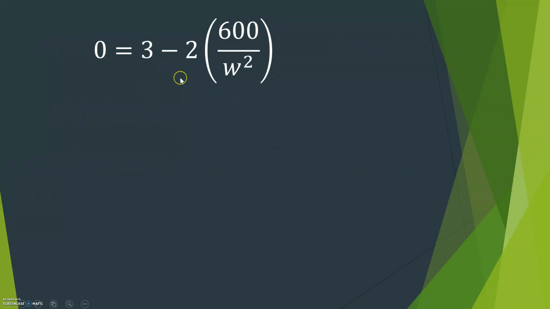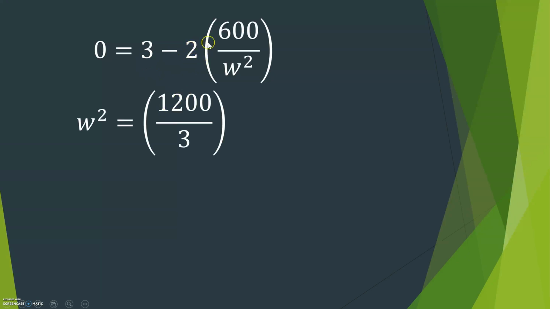So f prime equal to 0, pretty easy stuff. Just rearrange: you're going to move this whole 2 times 600 over w squared to the left side. Multiply both sides by w squared, divide both sides by 3, and you get w squared is 1,200 over 3. You might want to pause here and do that algebra if I'm going too quickly. So divide by 3, you have w squared is 400, so w is positive or negative 20. Well, we already said the domain we were looking for is w values greater than 0, so we'll only keep positive 20.